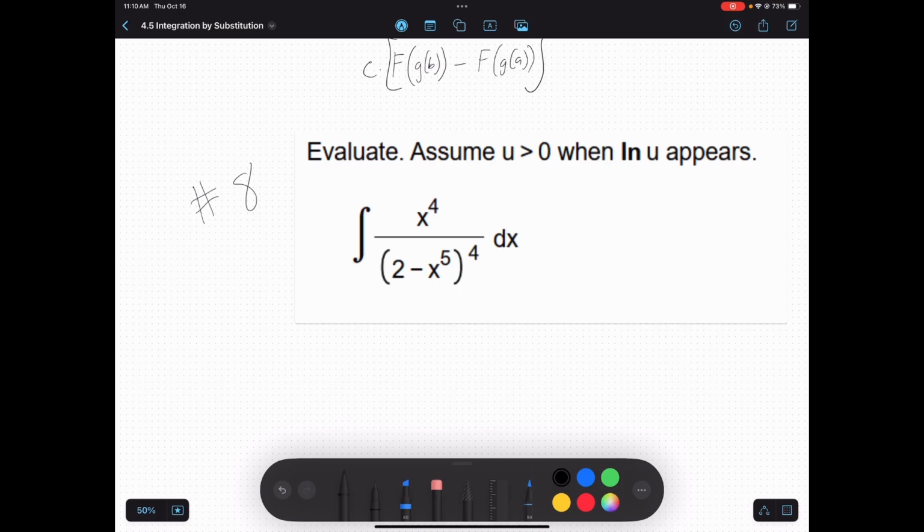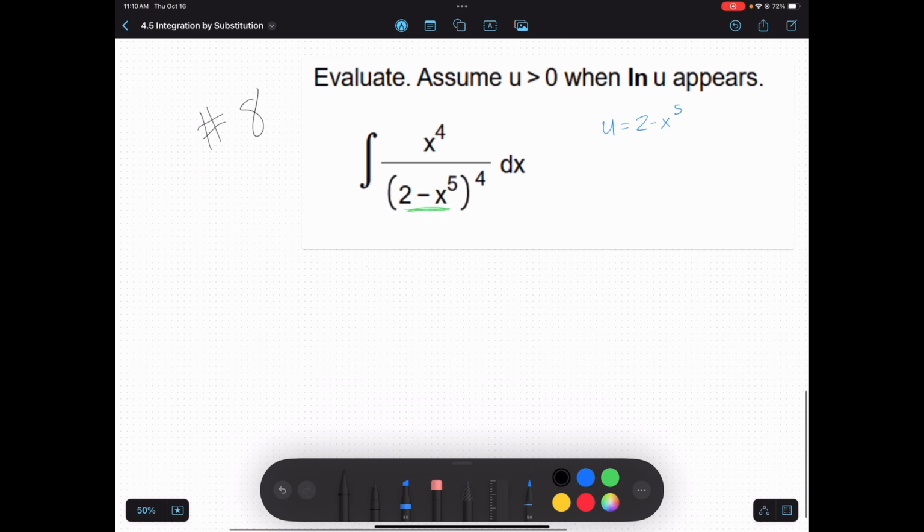And if I look at this function, what tells me that I should try integration by substitution? Well, the fact that I have a function inside of another function, right? I have a composite function that I'm working with here. So it makes for a really easy choice of what u is. Let's set u to equal 2 minus x to the 5th.